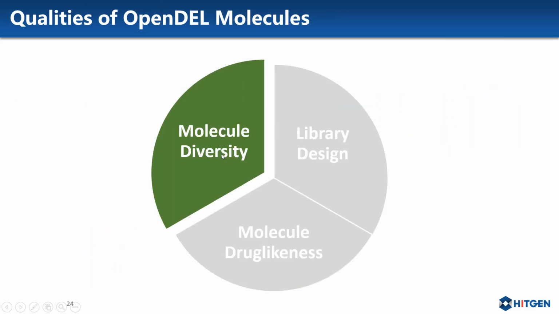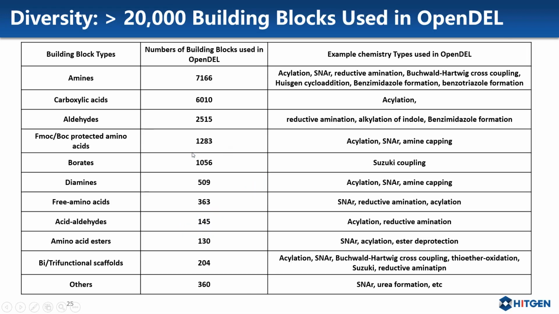The second one is to consider molecule diversity. One of the elements we have to consider to increase the diversity of the molecules is to make sure there is enough diversity of the building blocks used in the OpenDEL. Currently, for the OpenDEL collections, we have already used more than 20,000 different building blocks for the library construction. They contain different types of building blocks, including amines, carboxylic acids, aldehydes, boronic acids, diamines, etc.